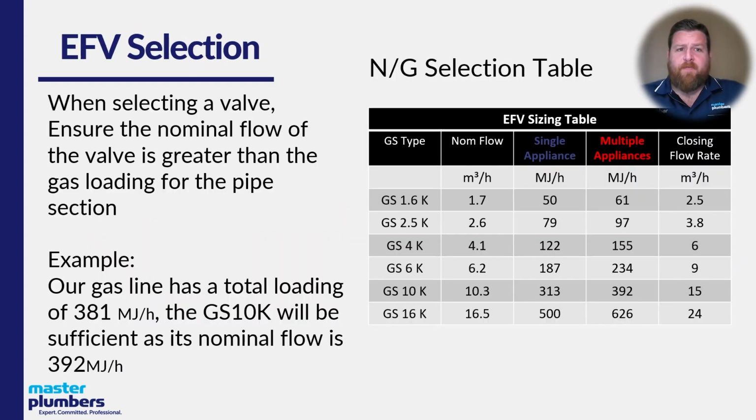So this is probably the first new step when sizing a multi-layer gas installation, and that's the excess flow valve selection. So when you're selecting an excess flow valve, you need to ensure that the nominal flow of the valve is greater than the flow or the required gas loading for the pipe or piping section. So an example here, our total gas loading is 381 megajoules. So we're going to be looking at the GS10 valve or GS10K, multiple appliances, has an allowance of 392 megajoules.